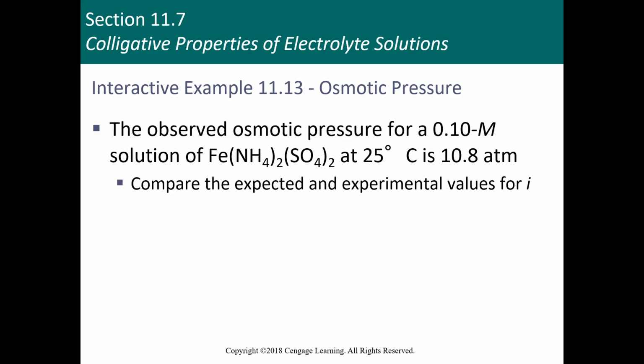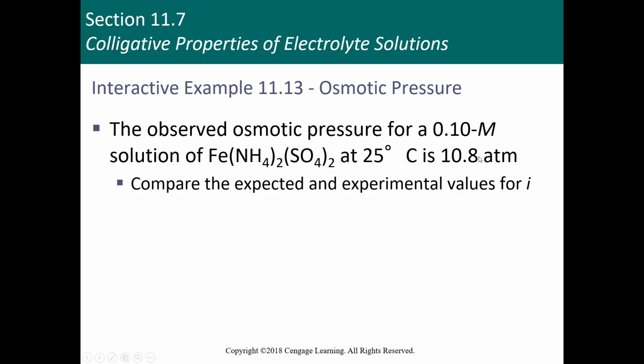Okay, so this is going to be an osmotic pressure problem again. In this case, we're going to have to use the Van 't Hoff factor, i. Right here we have the observed osmotic pressure for this solution, which is 0.1 molarity of this formula unit, at 25 degrees Celsius, is 10.8 atmospheres. So we have our pressure that has been observed.